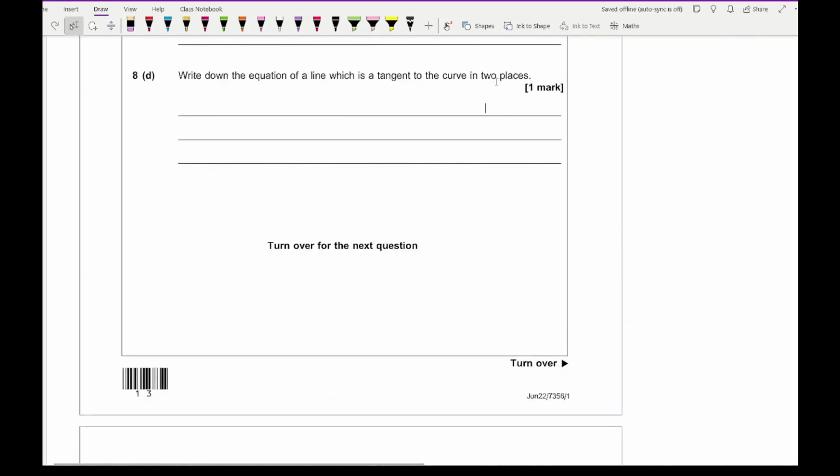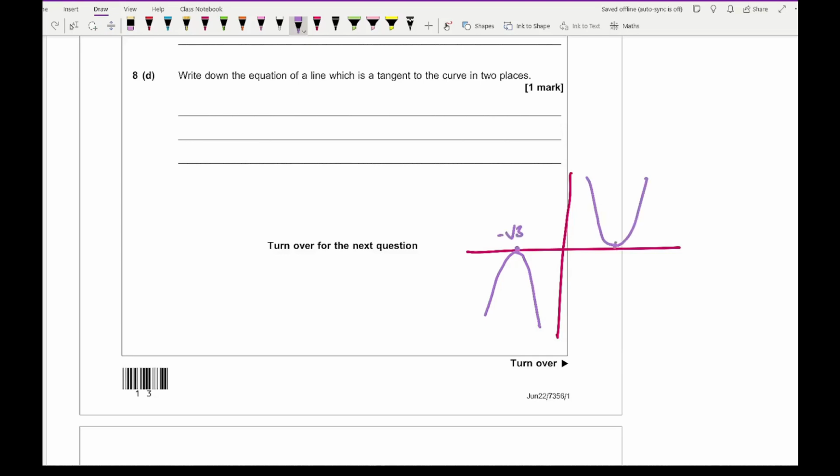Question 8d says write down the equation of the line which is a tangent to the curve in those two places. Now if I do a little sketch of what the graph looks like, it looks something like this, where this point here is minus root 3 and this point here is positive root 3. The tangent for both of those is this blue line here, and the equation of that tangent is y equals 0.